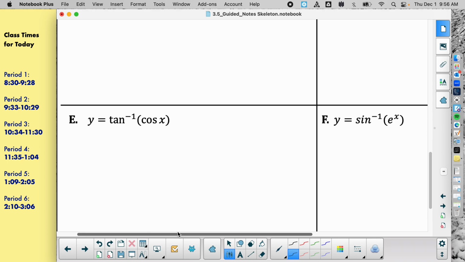I haven't done it. I was wondering if it would simplify because I knew there was going to be a cosine squared, but I have no idea.